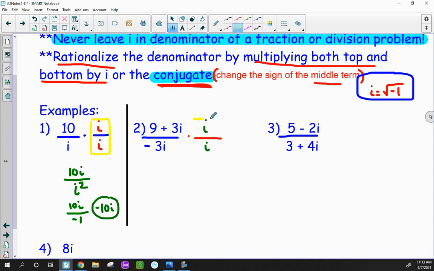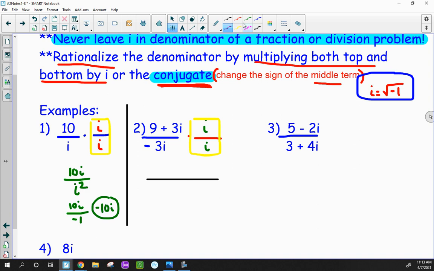Again, repeating what I said in number 1: the reason this math trick works is because i divided by i is 1, essentially, and multiplying a problem by 1 does not change the problem. So we're not trying to change the problem, we're just trying to make sure that the i's are gone off the bottom.